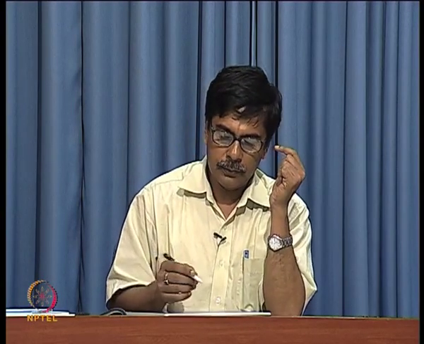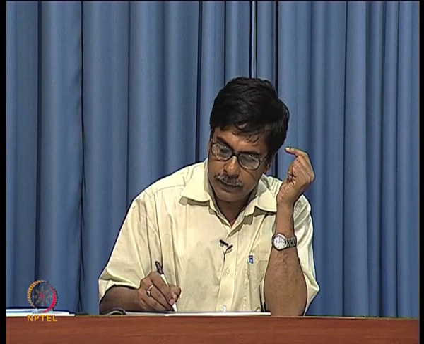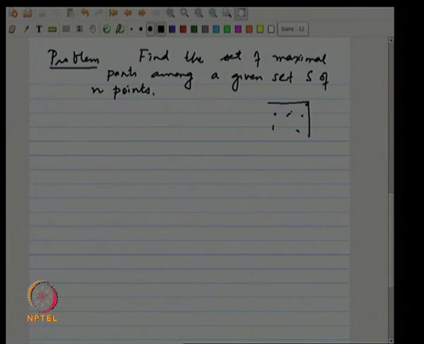So, what I am saying is that your set could be like all the points are here, so this is the only maximal point. That is one extreme. Another could be that I have things like this, which looks kind of like a staircase. All these points must be maximal because they are not dominated by each other, and any other point inside this staircase is clearly not maximal.